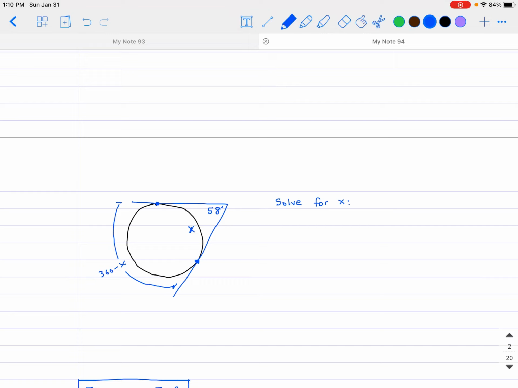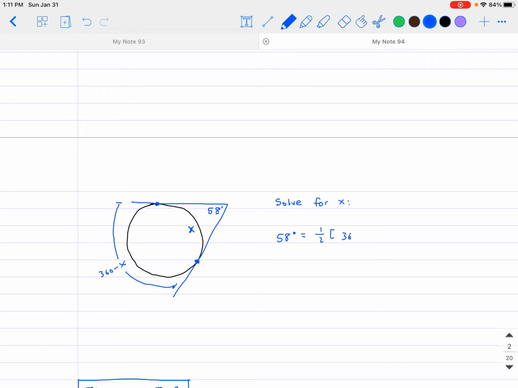And as soon as you write that right there, we are pretty much good to go, because now we can say the following. Using the theorem that we just came up with, the measurement of 58, the angle on the outside, is equal to half the measurement of the difference between the two arcs.